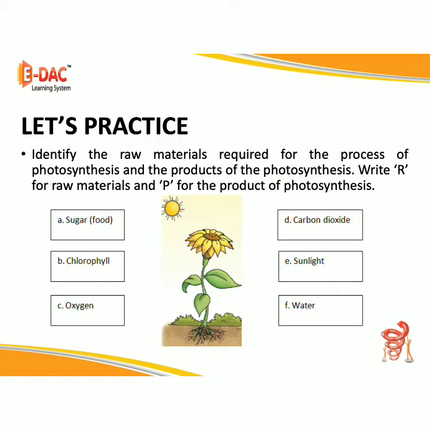Let's practice. Identify the raw materials required for the process of photosynthesis and also the products of the photosynthesis. Given to you is a list of items. You have to identify which out of these is a raw material for photosynthesis and which out of these is a product of photosynthesis. In front of the raw material, you should write an R, and in front of the product of photosynthesis, you should write a P. You can use your notebooks for the same exercise.